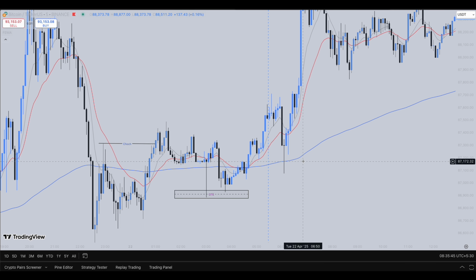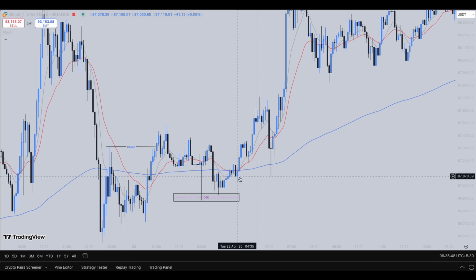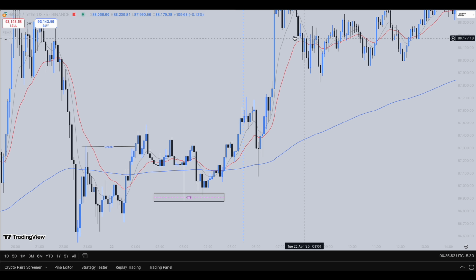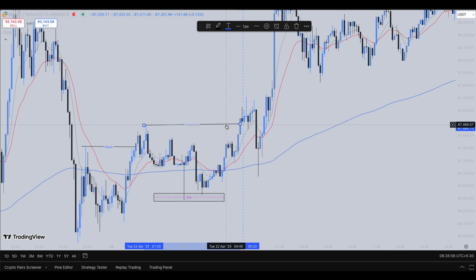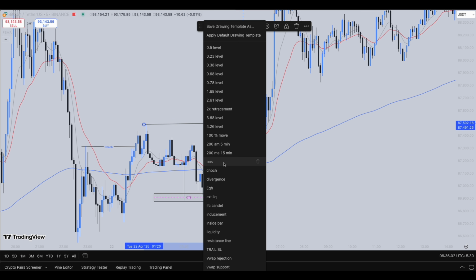And the market mitigated all those fair value gaps here. But here you can see this is the last down candle before this up move, which broke structure towards the upside. You can see a clear break of structure, again signifying bullish momentum, guys. Even the market broke this structure as well. But you can see this is the last down candle which broke this structure towards the upside.